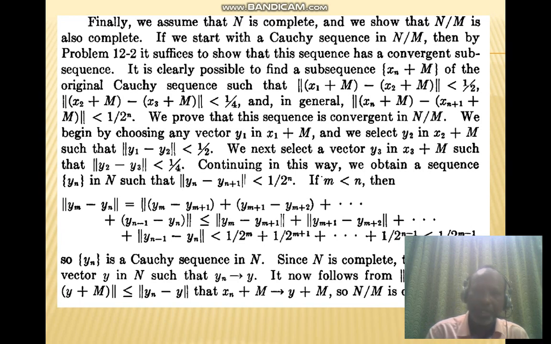Therefore, in the first phase we have proved N by M is a normed linear space. Now we have proved N by M is a complete space. When we combine these two, we get that N by M is a complete normed linear space. By definition, that becomes a Banach space. Thank you.